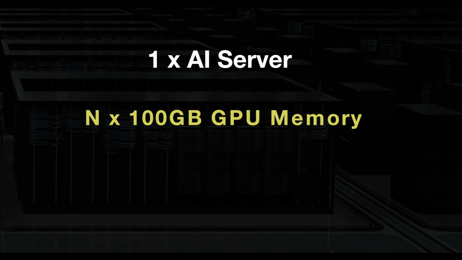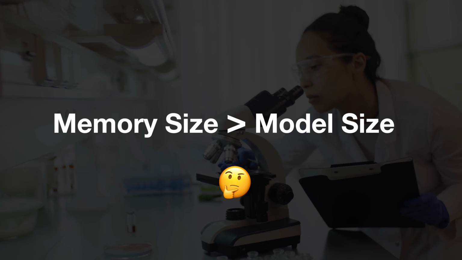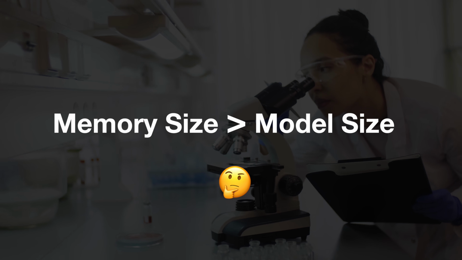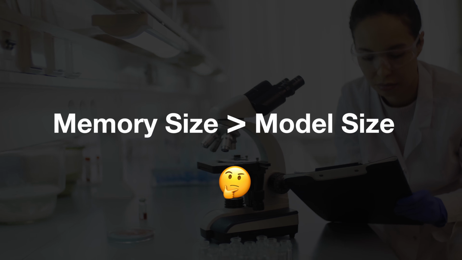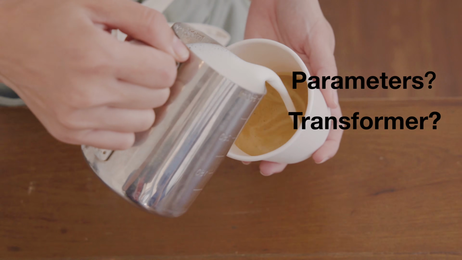A single modern AI server can have hundreds of gigabytes of memory. Some large AI models run on machines with terabytes of GPU memory, which sounds reasonable until you look closer, because the model itself often fits in far less memory than that. So what's exactly filling all that GPU memory? Is it just parameters, or is it the transformers architecture, or is something else happening inside the computation?